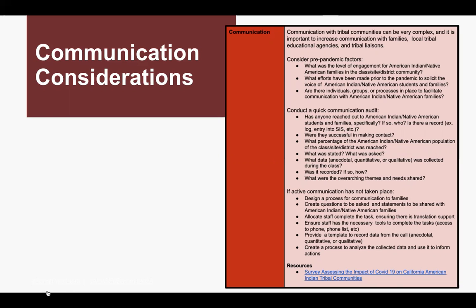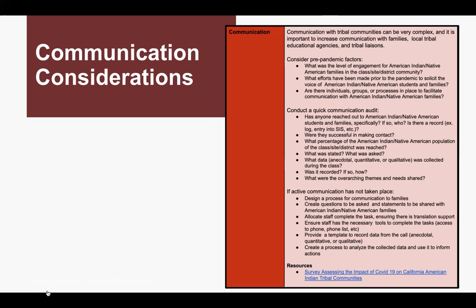Communication has been key to our success during this time. Connecting with families to communicate plans for students has been difficult at times. This section includes questions that have provided LEAs with a guide to reflect on current practices and have challenged LEAs to think about existing structures and entry points for communication with Native American families.